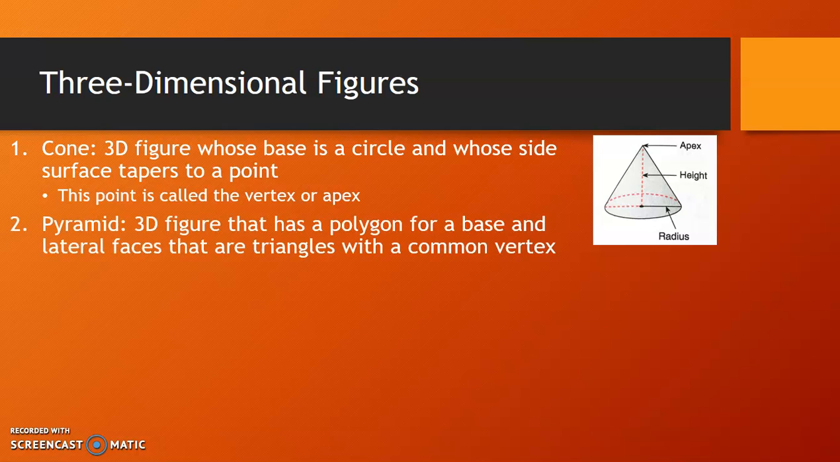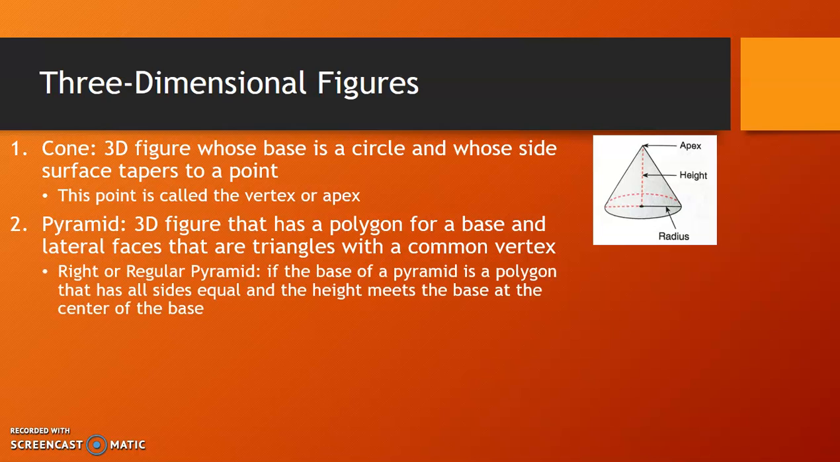A pyramid is a 3D figure that has a polygon for a base, so again, that shape can change. It could be a square, it could be a triangle, it could be a rectangle. It could even be something as complicated as a hexagon, a heptagon, an octagon. A pyramid, though, the faces, like the sides, meet at that common vertex, and those are all going to be triangles.